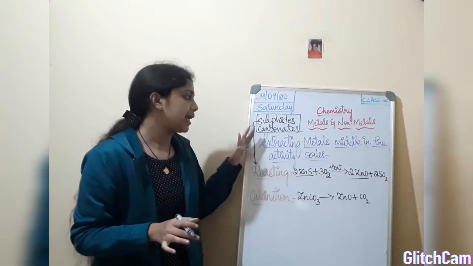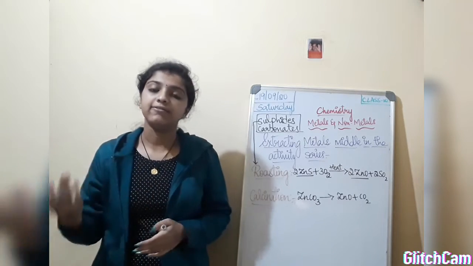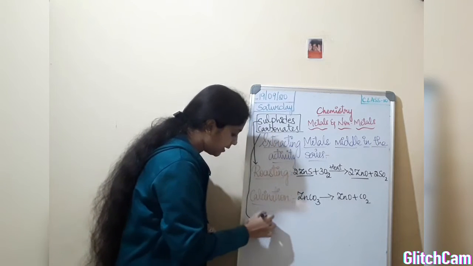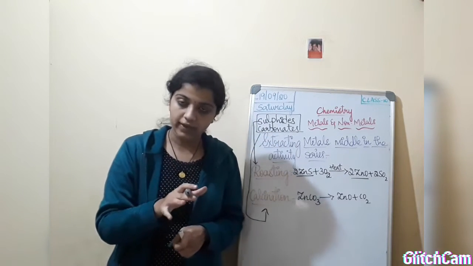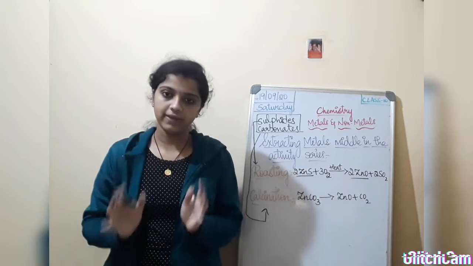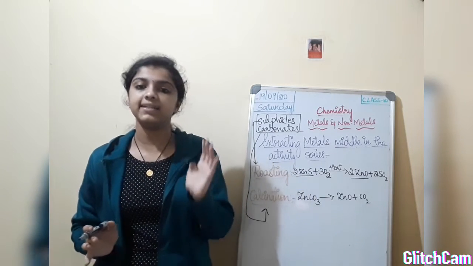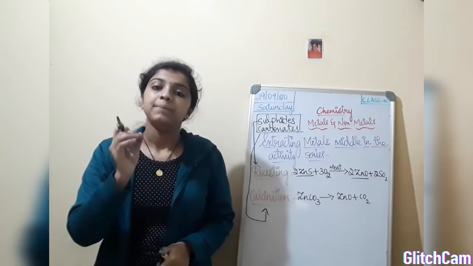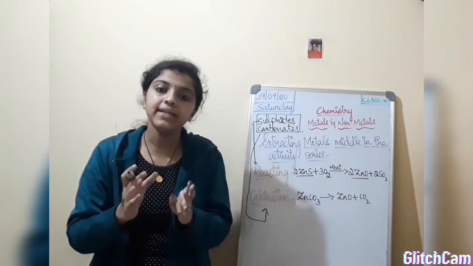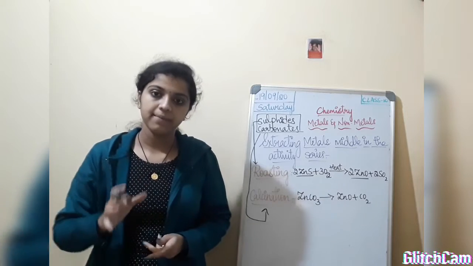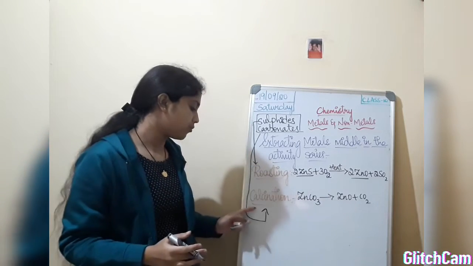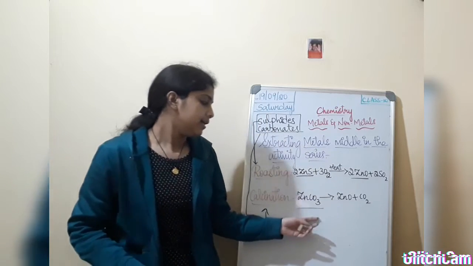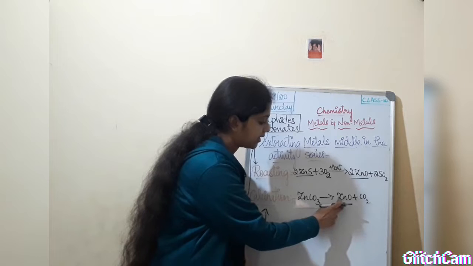Next, carbonates. Carbonates are converted into their oxides by heating strongly in the absence of air or in a limited supply of air. That process is known as calcination. For example, zinc carbonate in the presence of heat is converted into zinc oxide.